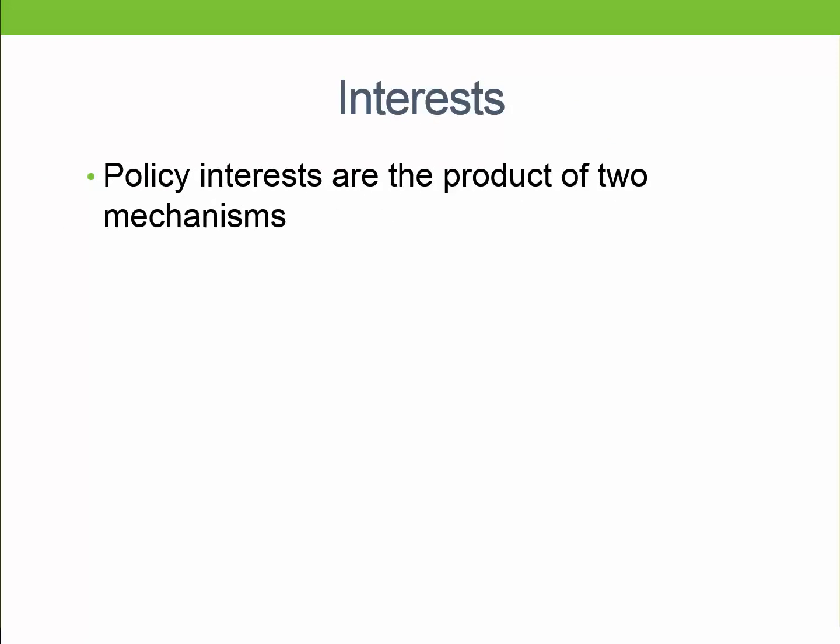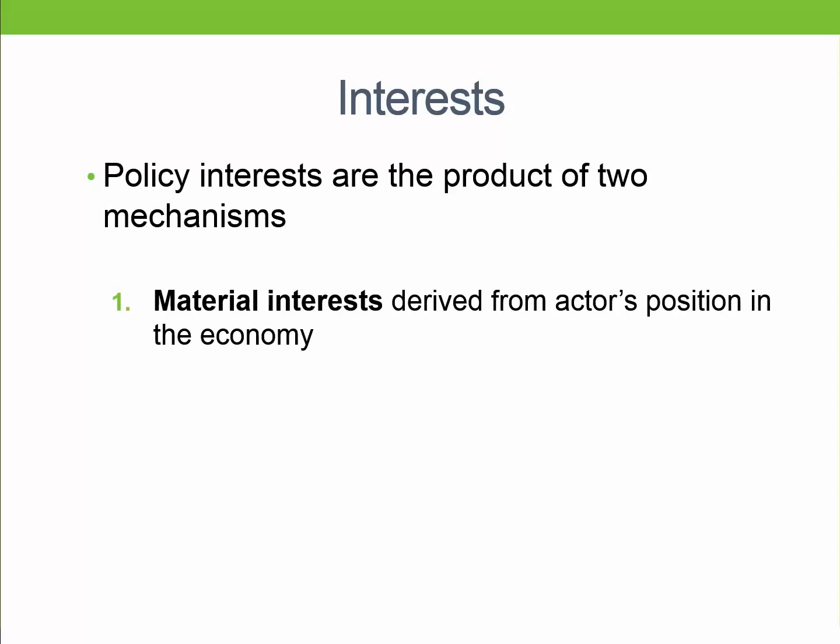In your text, you'll recall that Oatley uses this framework of interests and institutions to explain policy choices. And he explains that policy interests are the product of two different mechanisms. The first are material interests derived from an actor's position in the economy. When we looked at trade preferences, we discussed, right, are you a worker, a laborer, or a capitalist? That explains your policy interests over trade policy. That's a use of material interest to explain policy interests.